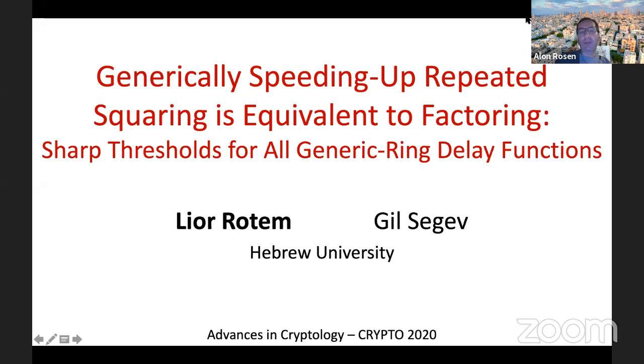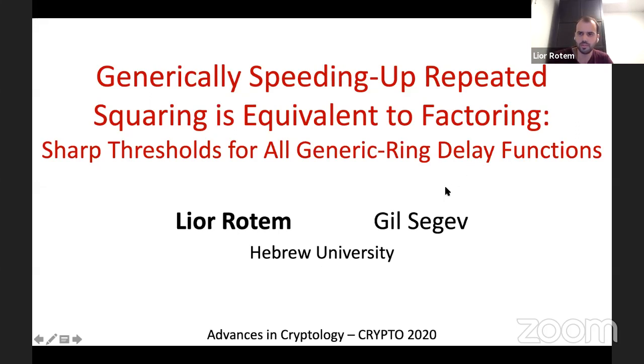Okay, so the next paper is titled Generically Speeding Up Repeated Squaring is Equivalent to Factoring, Sharp Thresholds for All Generic Ring Delay Functions. It's a paper by Lior Rotem and Gil Segev, and Lior will give the talk. Okay, so thank you, Alon. And as Alon said, I'm Lior, and this is joint work with Gil.